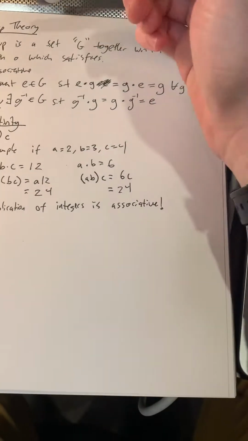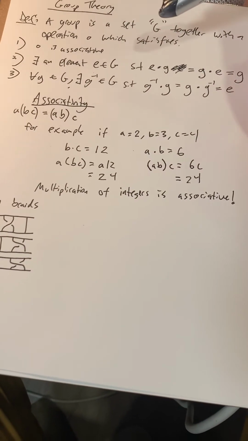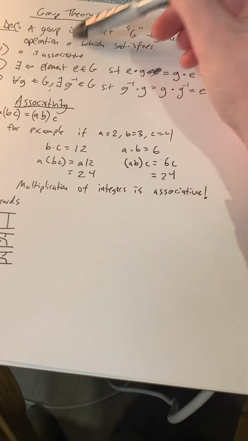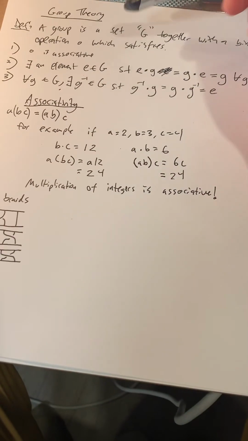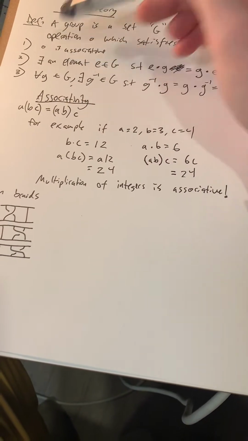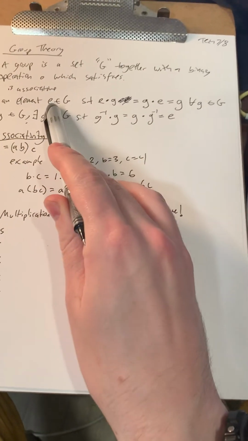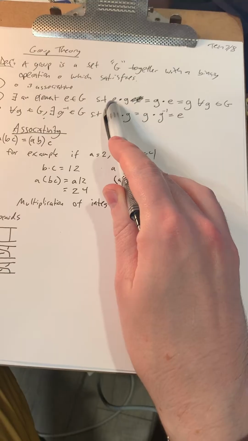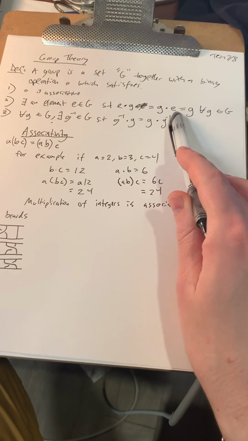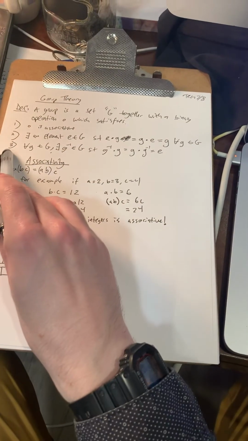Okay, so group theory. A group is a set G together with a binary operation, represented here by the generic binary operator, which satisfies 1. That this operation is associative, 2. That there exists an element E in G such that E operator G equals G operator E equals G for all G in G, and 3.